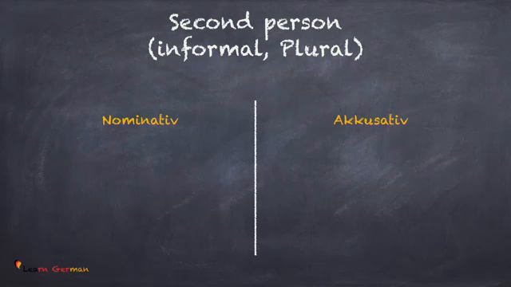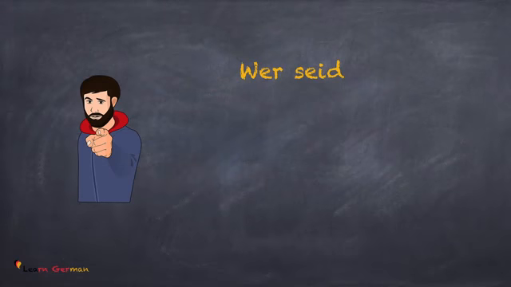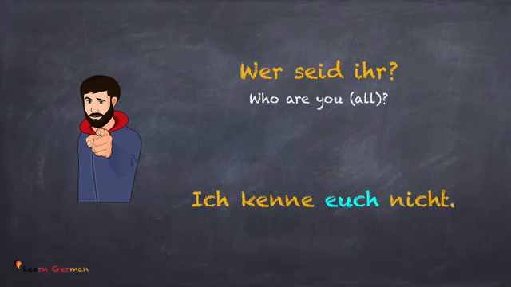Now we move to the second person in plural, informal, ihr. This changes to euch in accusative. Let's see how to use it. Wer seid ihr? Ich kenne euch nicht. In this case, ich is my nominative subject, whereas euch is my accusative object. Euch is used as the accusative for ihr.